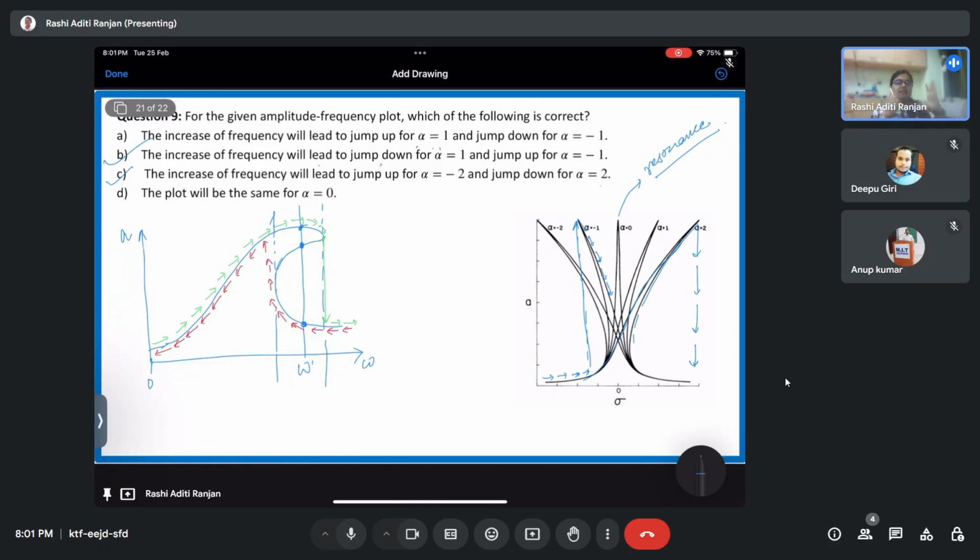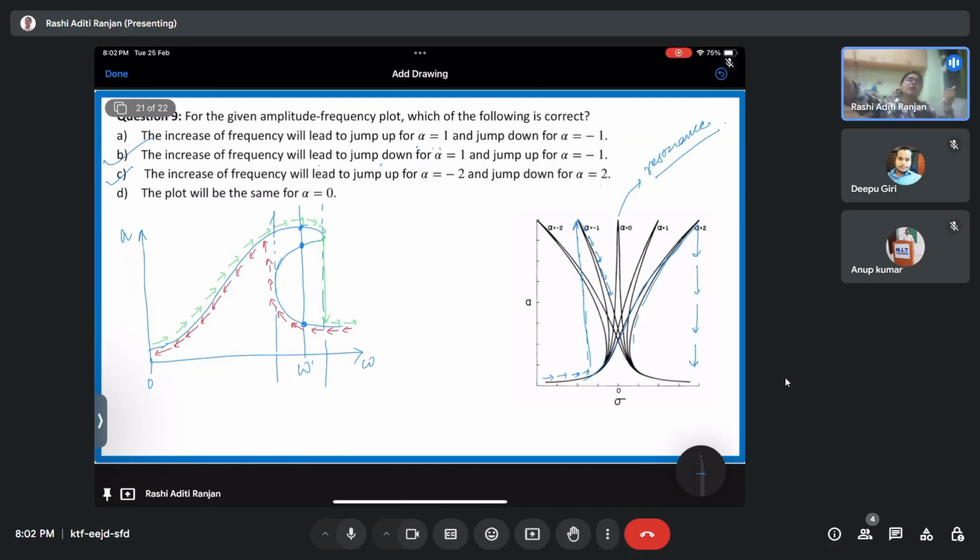There is nothing like a jump up or jump down, right? There is a sudden jump and sudden decrement. This is for the case of a resonance, and this happens in case of a linear system. However, as soon as nonlinearity is introduced in the system, this resonance curve either bends towards the right hand side or towards the left hand side, depending upon the specific characteristics of the system, right? And this bending leads to the jump up and jump down phenomena.